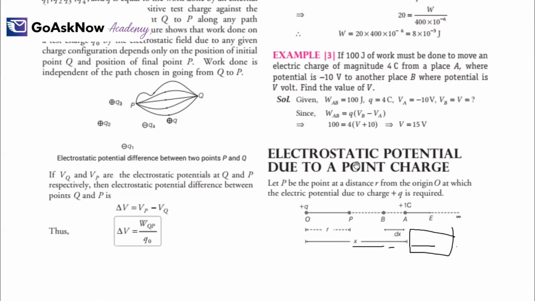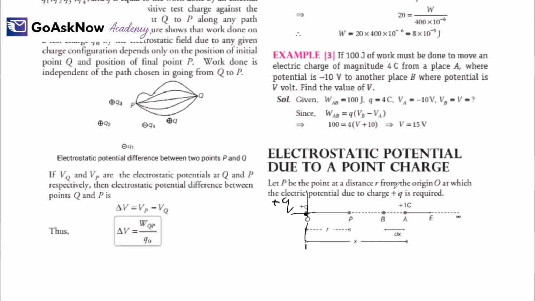Electrostatic potential due to a point charge. This is the next topic. Let's see what it says. Let P be the point at a distance r from the origin O at which the electric potential due to charge plus Q is required. So suppose that you have a charge here that has value plus Q, situated on the origin only.